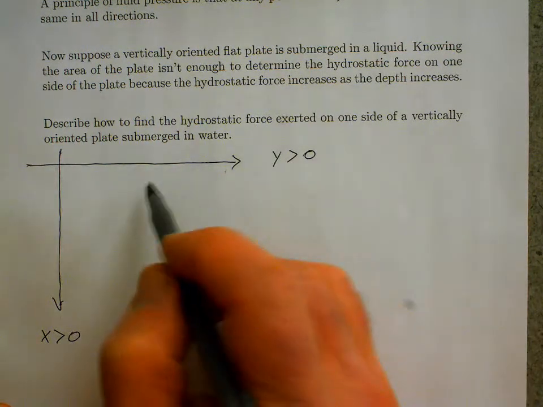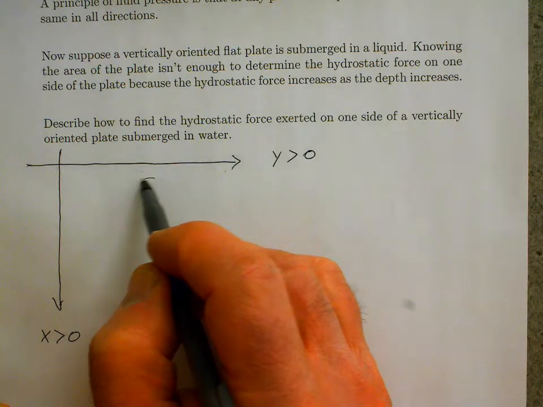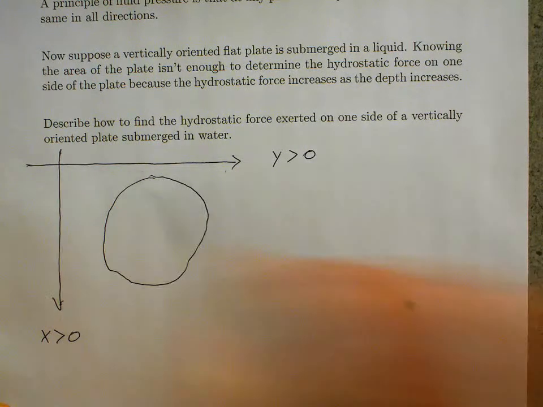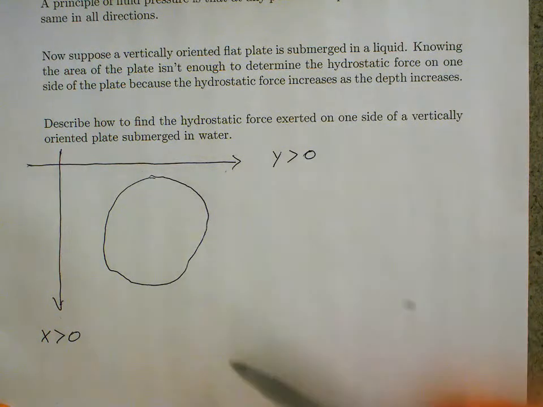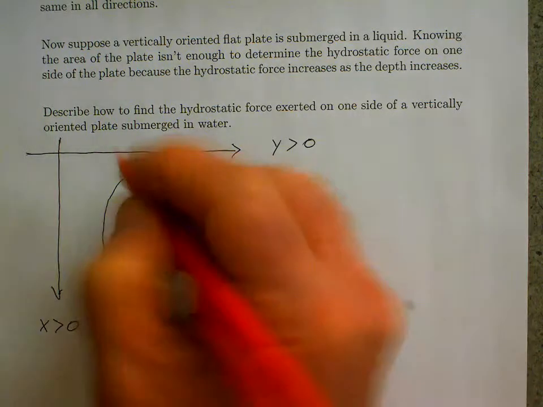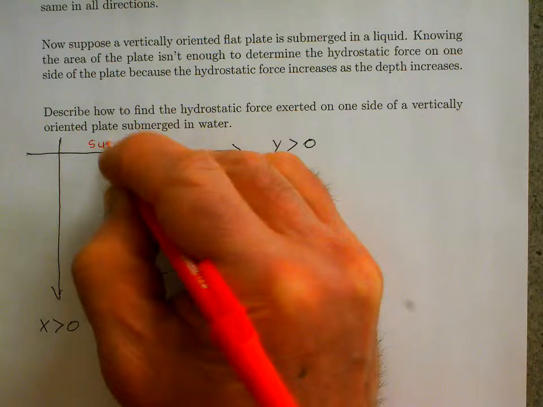So suppose we have some plate vertically oriented that's submerged in water. So the surface of the water is the y-axis, surface of the water.